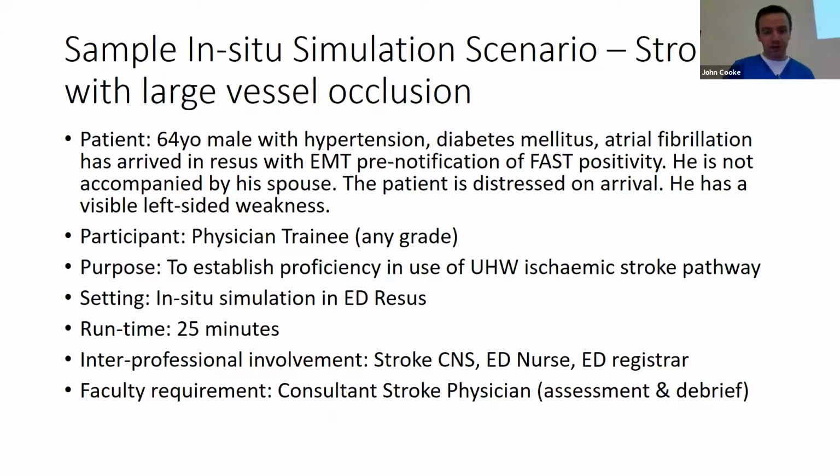So, a brief vignette: a 64-year-old male, hypertension, diabetes, atrial fibrillation, has arrived in resus, EMT pre-notification of FAST positivity, not accompanied by his spouse, distressed on arrival, and a visible left-sided weakness. I've built in what I feel is a bit of noise, so atrial fibrillation but without medication lists and that sort of thing. We don't know whether he's on an anticoagulant, etc.